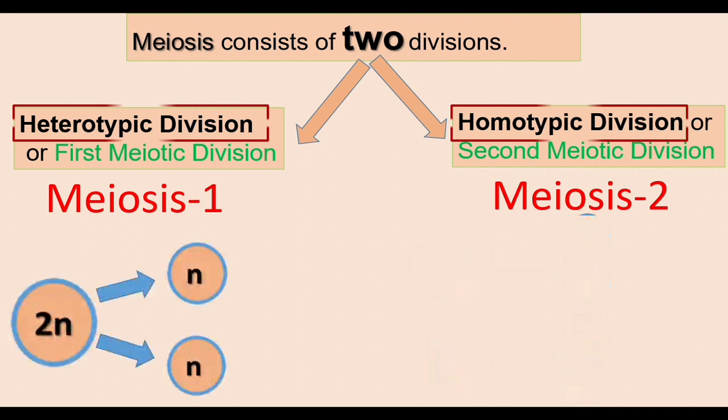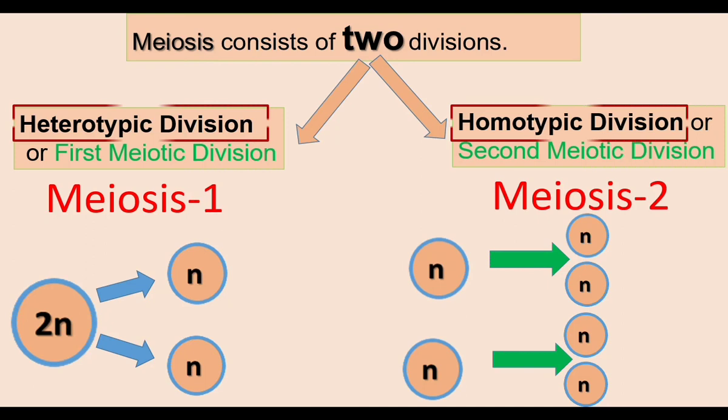Meiosis I produces 2 haploid cells. Meiosis II produces 4 haploid cells. So at the end of meiosis, 4 haploid cells are produced.